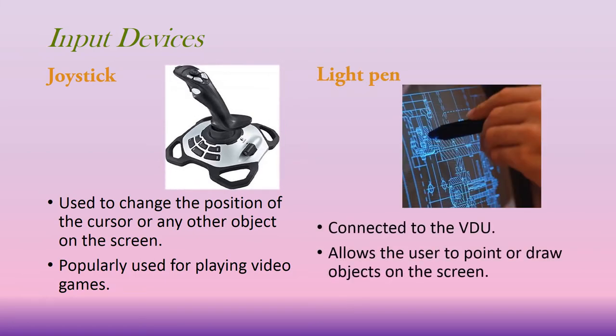Light pen. This one is connected to the visual display unit. That means we connect this one to the VDU. So we can use this one to point at something on the screen or draw objects on the screen.